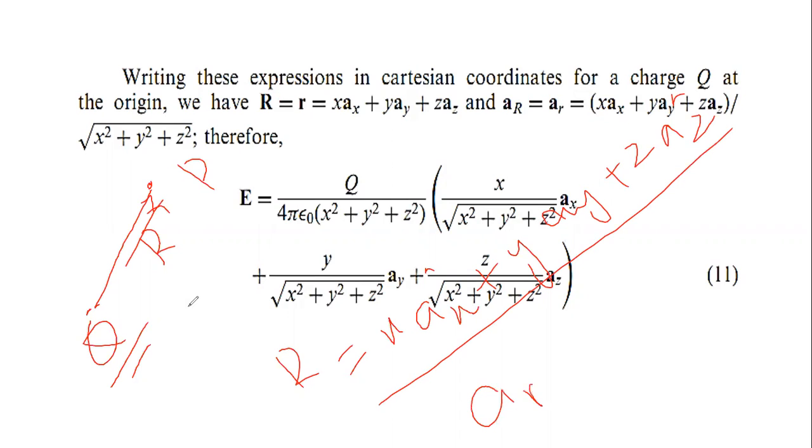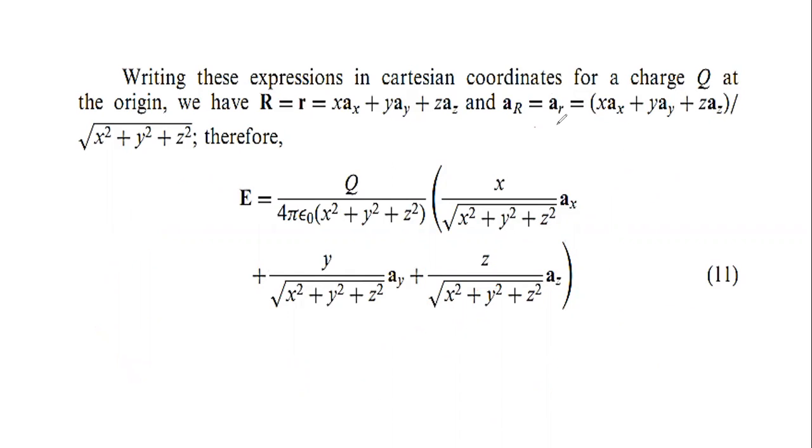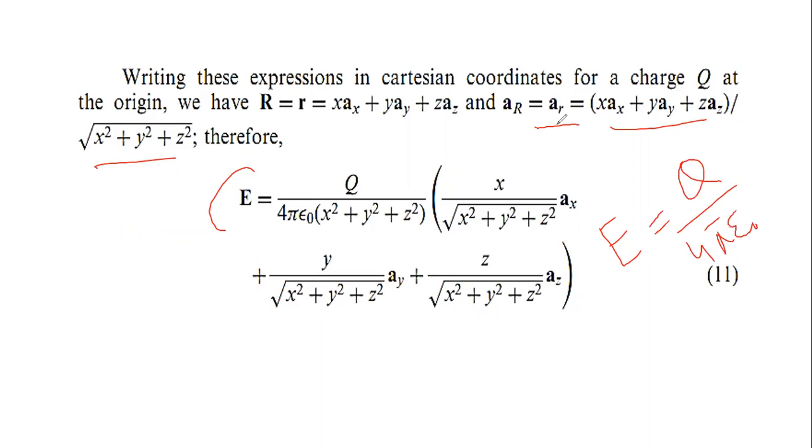What will be ar? Vector divided by its magnitude. So ar will be equal to vector divided by its magnitude. So the electric field intensity, we know that the electric field intensity is equal to q divided by 4 pi epsilon naught r square into ar.